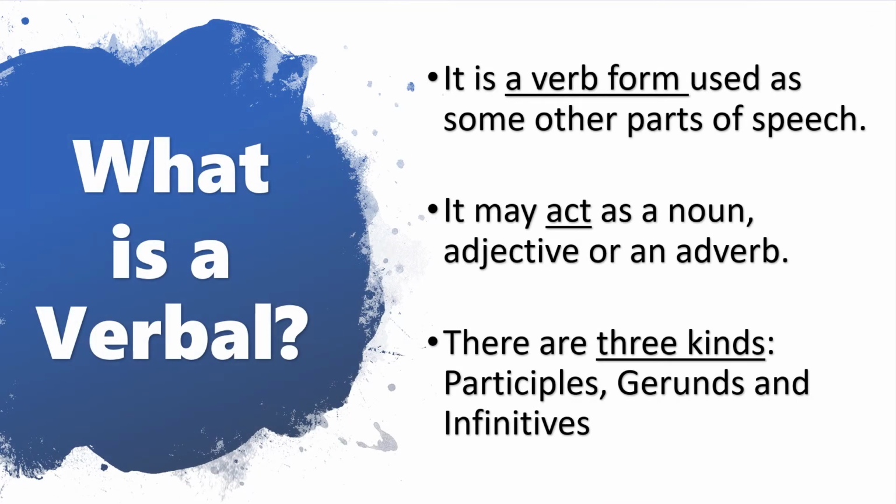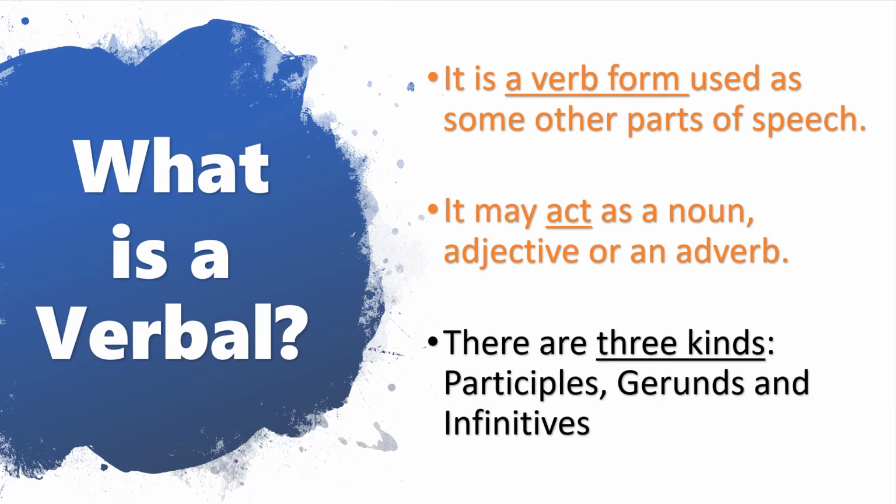Before we proceed with our lesson, let us first know what a verbal is. A verbal is a verb form used as some other parts of speech. In short, a verbal may look like a verb, but it does not function as one. Instead, it may act as a noun, an adjective, or an adverb. There are three kinds of verbals: participles, gerunds, and infinitives. For today, we shall be discussing participles.